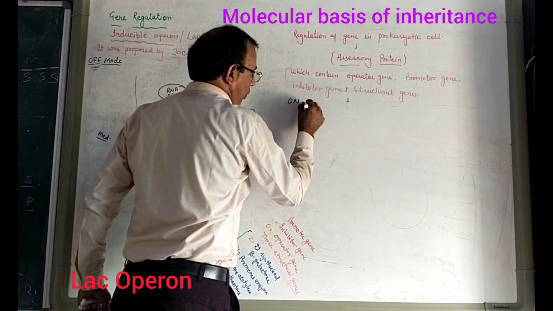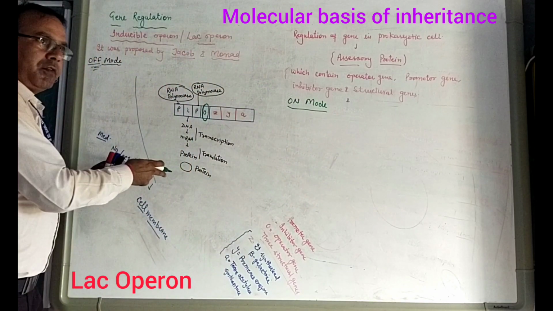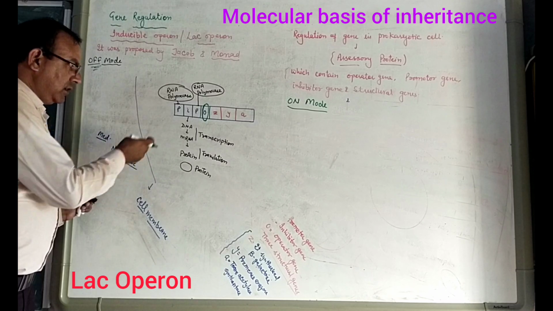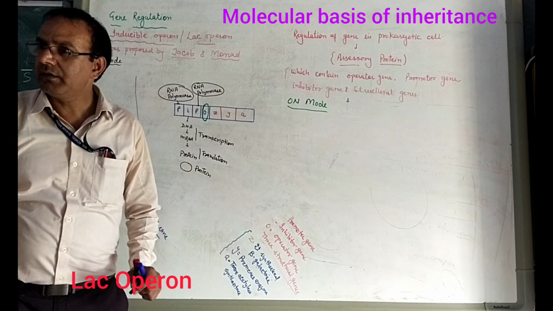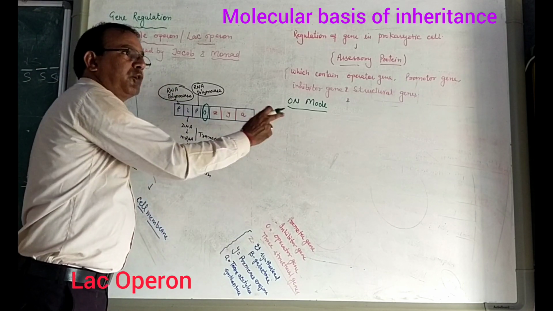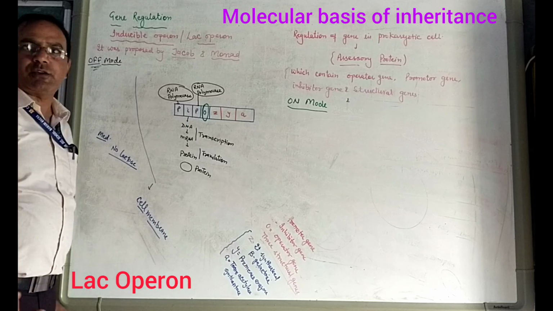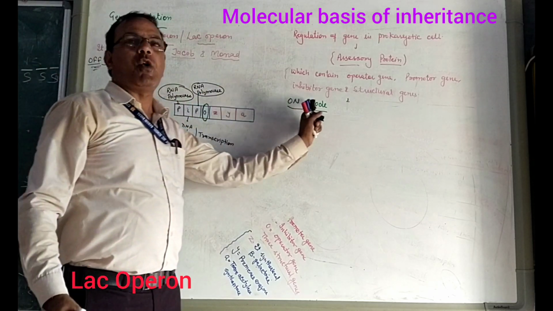Another one is on mode. Off mode is when there is no lactose present. The protein formed binds with the operator gene and the process will be blocked. Which process will be blocked? There is no formation of glucose from lactose because there is no lactose. So it remains in off mode. Now it turns to be on mode.